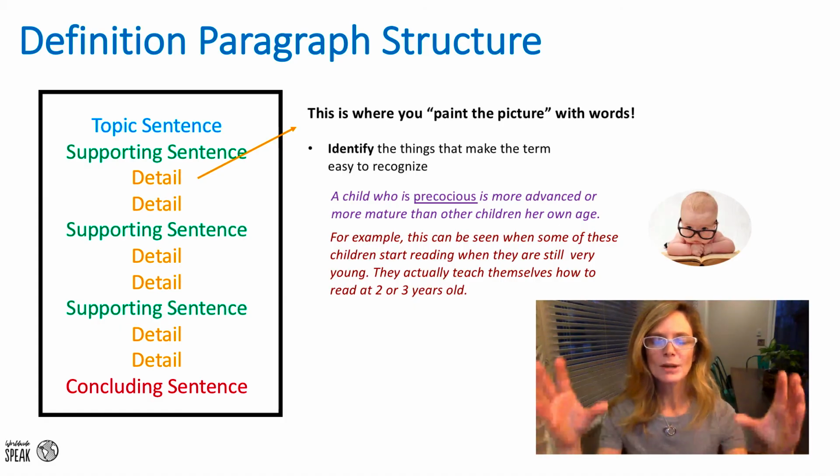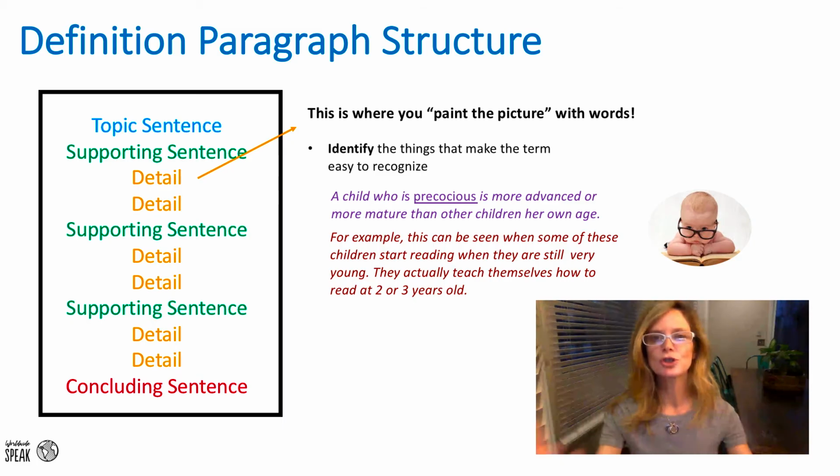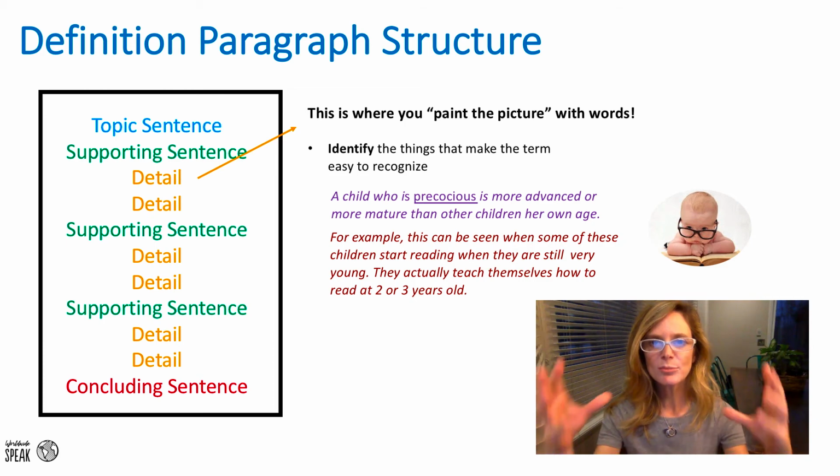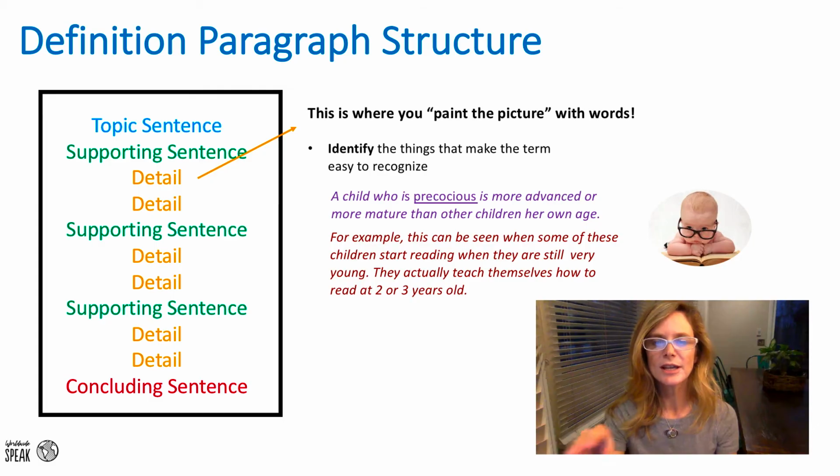Well, my supporting sentence tells me that they're advanced or more mature than their peers. But then the details give me a super specific example of what that looks like. And it's that some of these precocious children actually teach themselves how to read at the age of 2 or 3. Pretty incredible. So you've got that picture in your mind if you're reading that. And that's what you want to deliver to your reader in your paper.